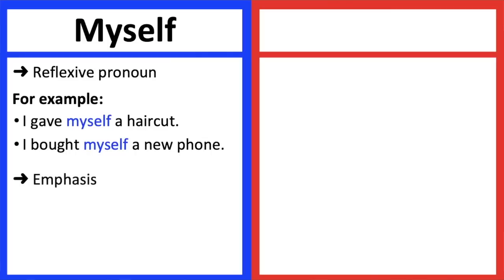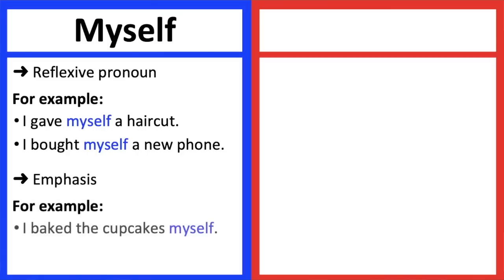Myself is also used to emphasize a point. Usually, that I did something myself. For example, I baked the cupcakes myself. This sentence would still make sense if I just said, I baked the cupcakes.